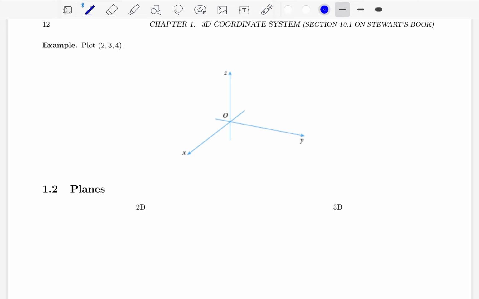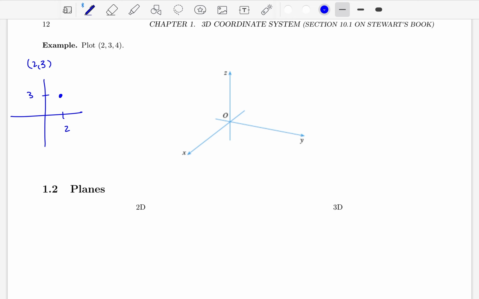2D and I only had the point 2, 3, right? The point 2, 3 in 2D. Well, this is 2, this is 3. This means I'm moving 2 units away from the y-axis. So I'm moving 2 units in the direction of x, and then I'm moving 3 units in the direction of y. So this would be the point 2, 3.